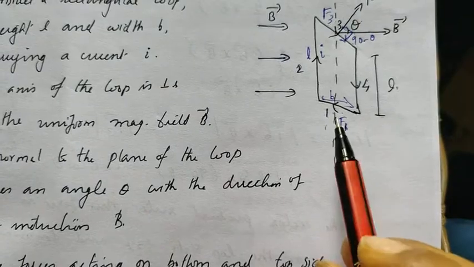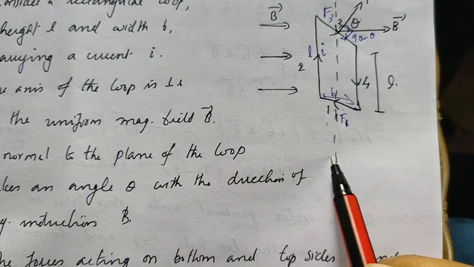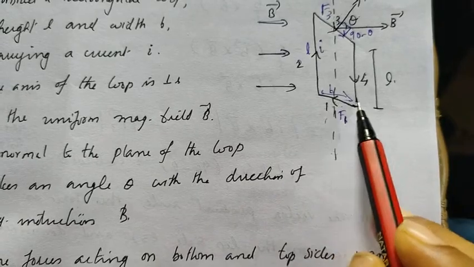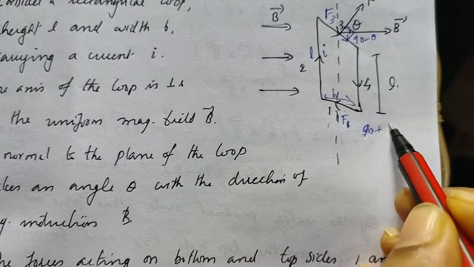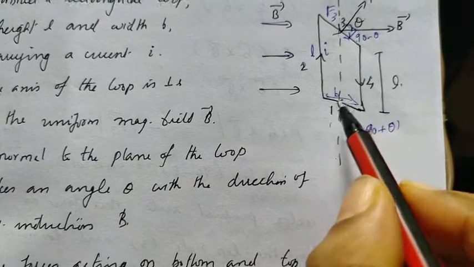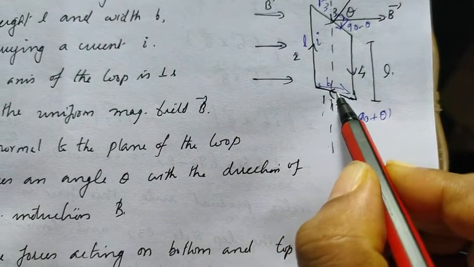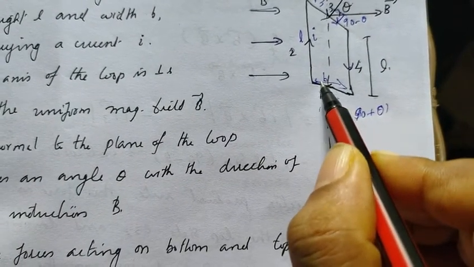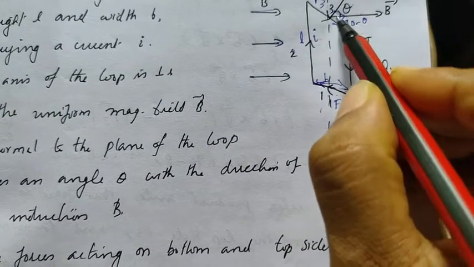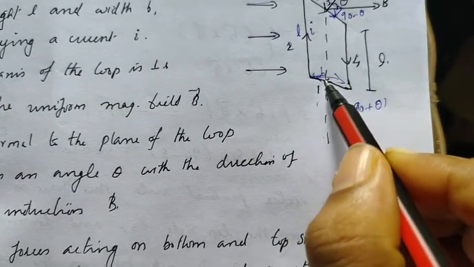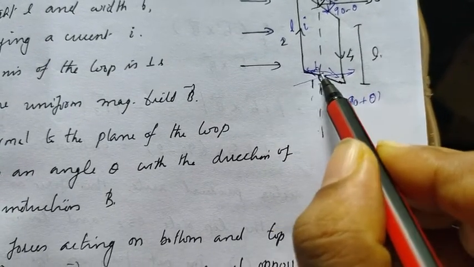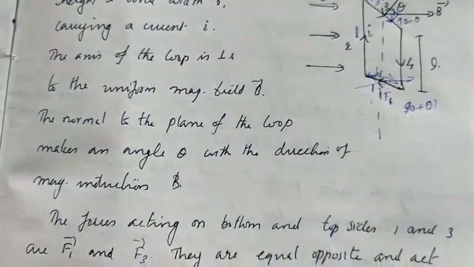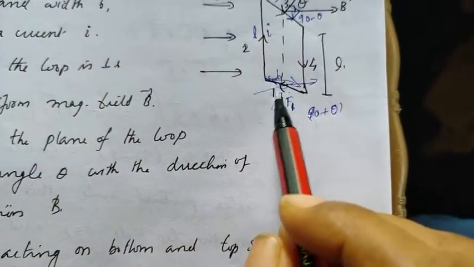And what will be the angle at side 1? At side 1, the angle will be 90 plus theta, because the direction of B is opposite to this B. So the angle is this, which will be 90 plus theta. You can draw a separate picture to verify this. So this is 90 minus theta and this is 90 plus theta.